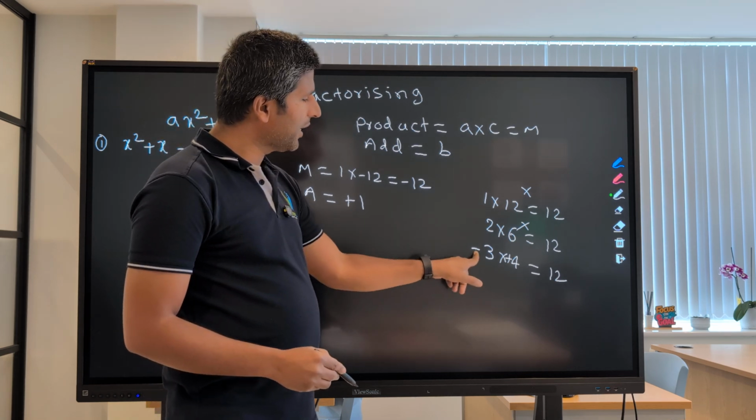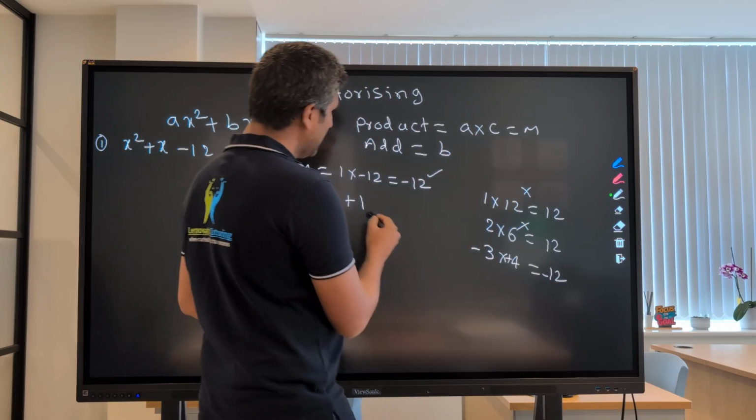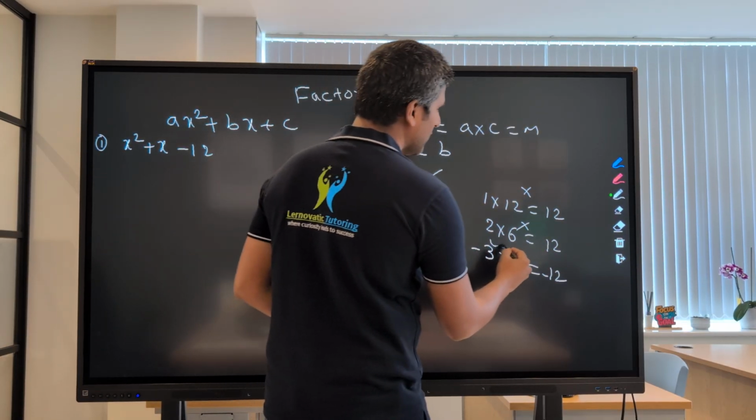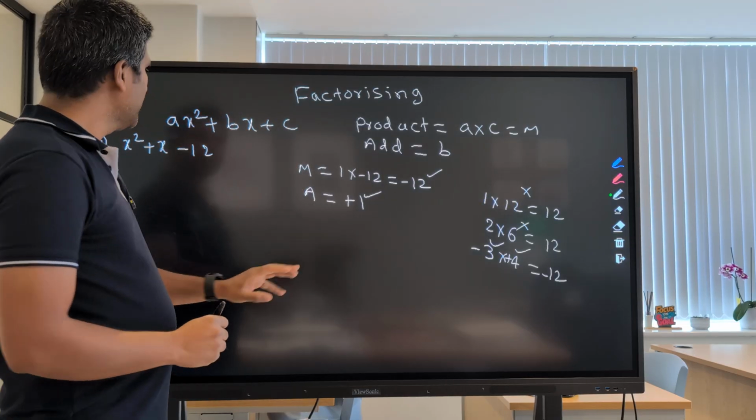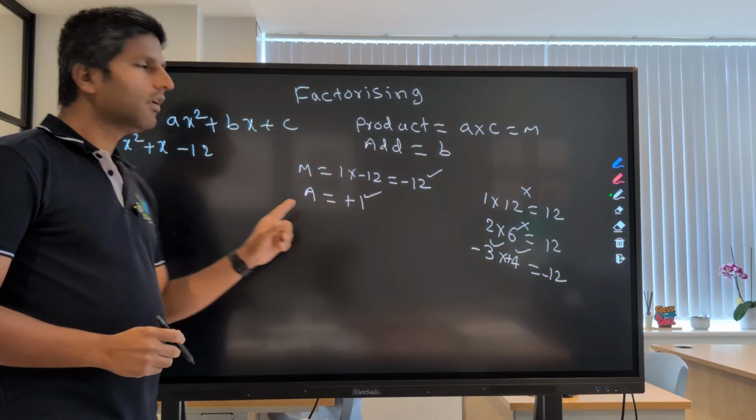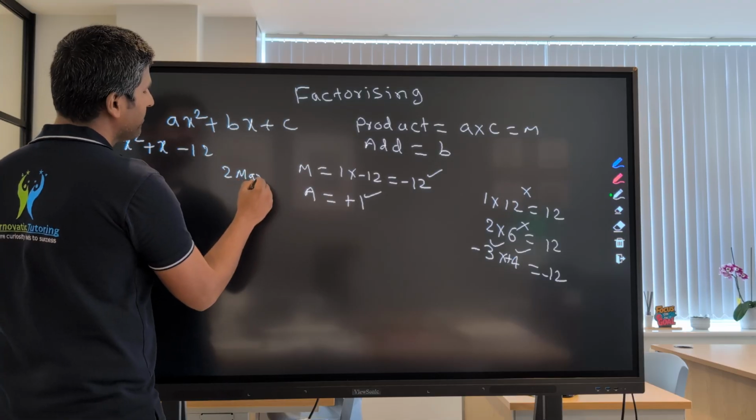And when you times them, minus times plus makes minus. So it satisfies this condition as well as this. That means these are your required numbers. That's the main important step. Once you find that, then just use them to factorize it. So let's say if it is for 2 marks, how do you do it?